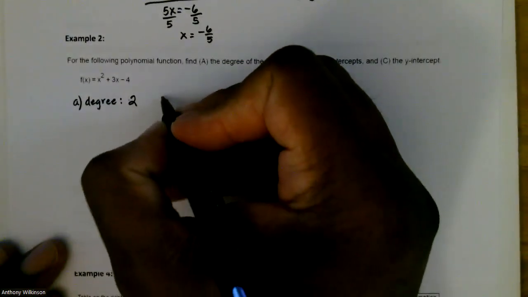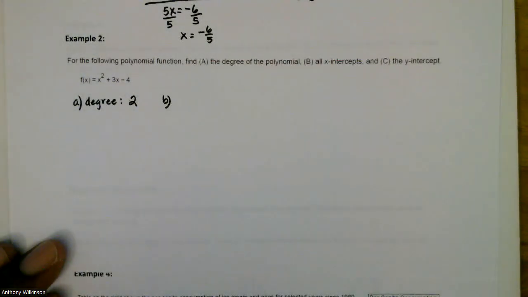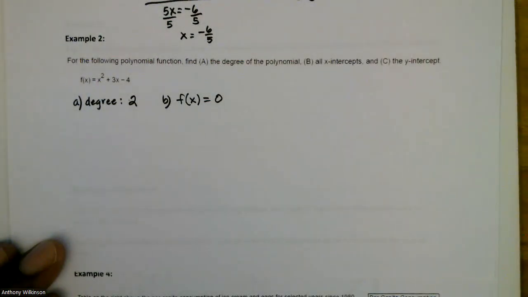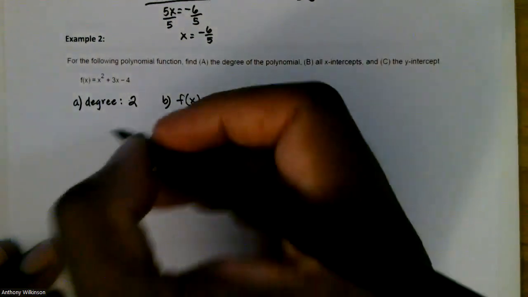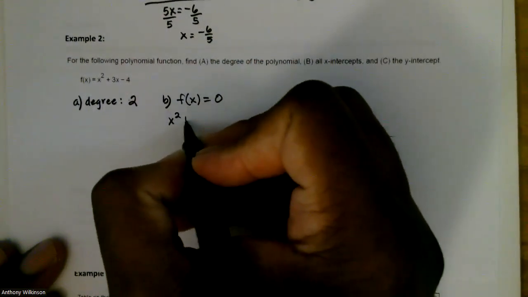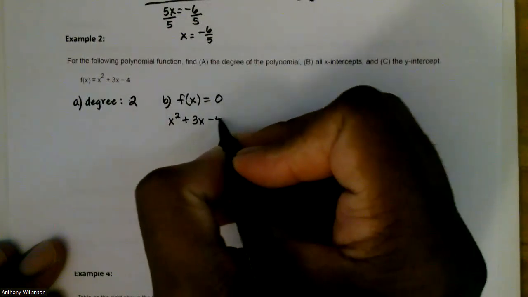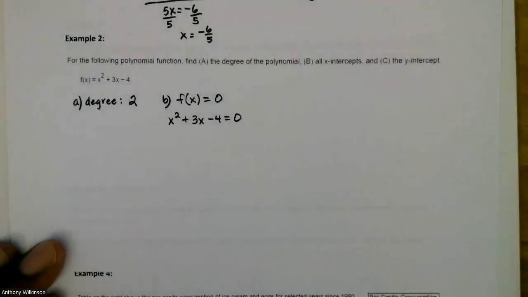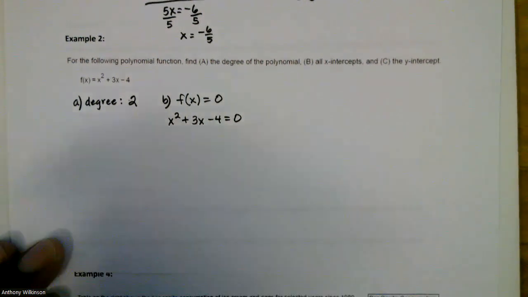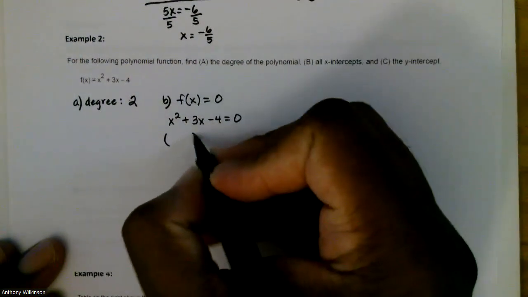Okay. Part B is finding the x-intercepts, or all x-intercepts. So we always set the function f of x to be equal to 0. And of course, now f of x is x squared plus 3x minus 4 equal to 0. Now with this, we can factor the left-hand side into two binomials. If we couldn't, we have to use the quadratic formula.